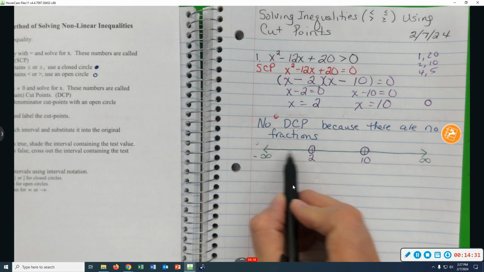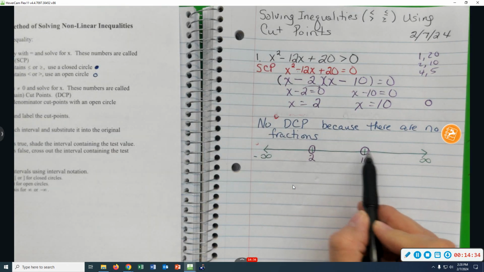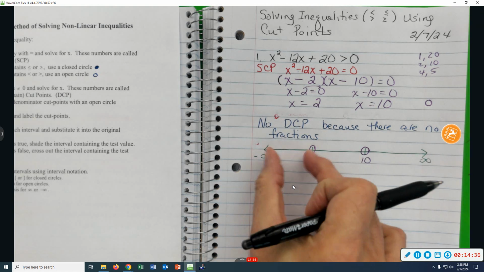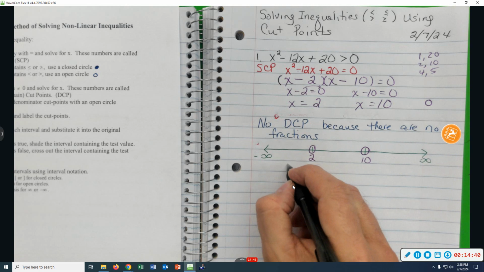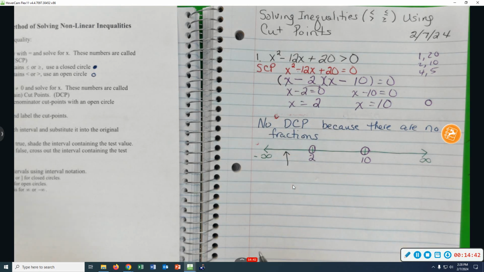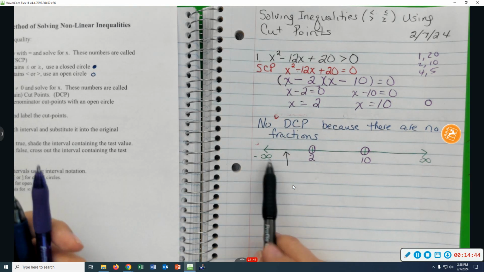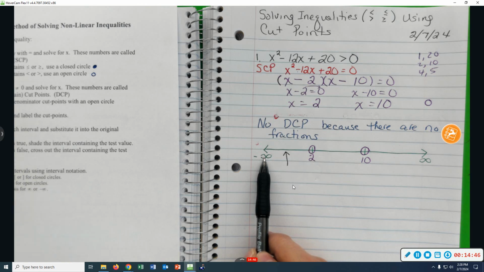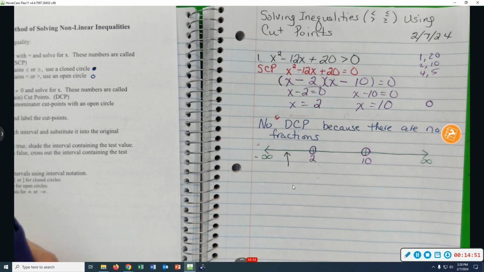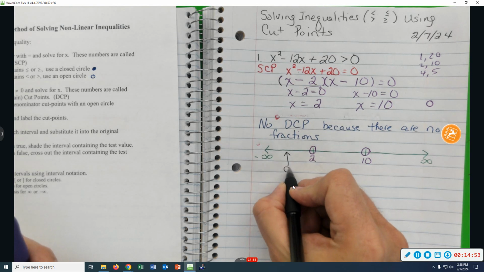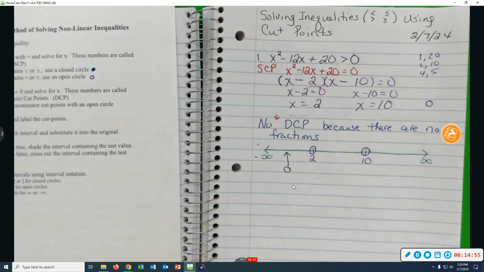So look at how we have 3 different intervals. That's what you call these little regions here on the number line, intervals. Select a number in each interval. Give me any number you want between negative infinity and positive 2. 0, that's a good one. Whenever I can use 0, that's the test point I use.